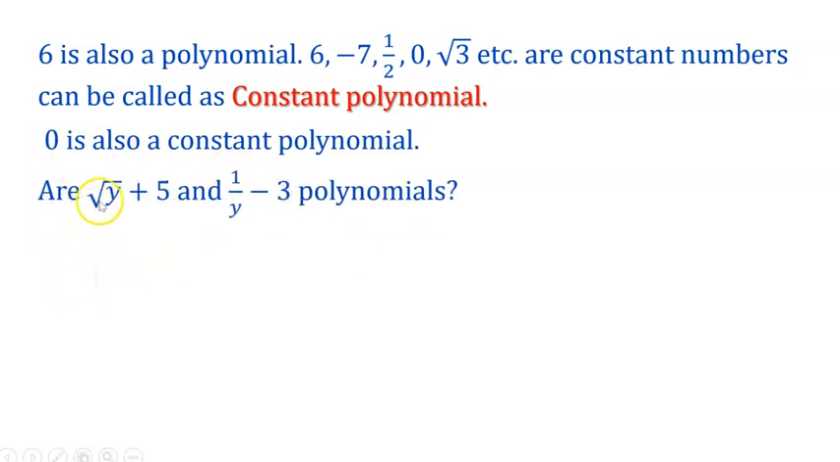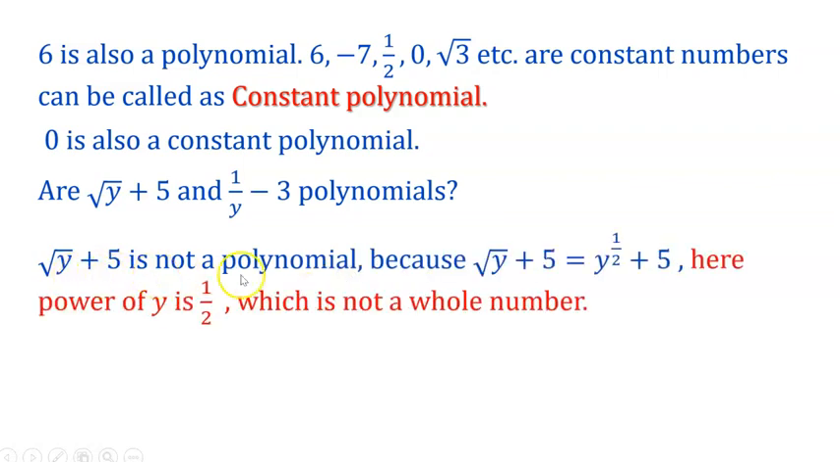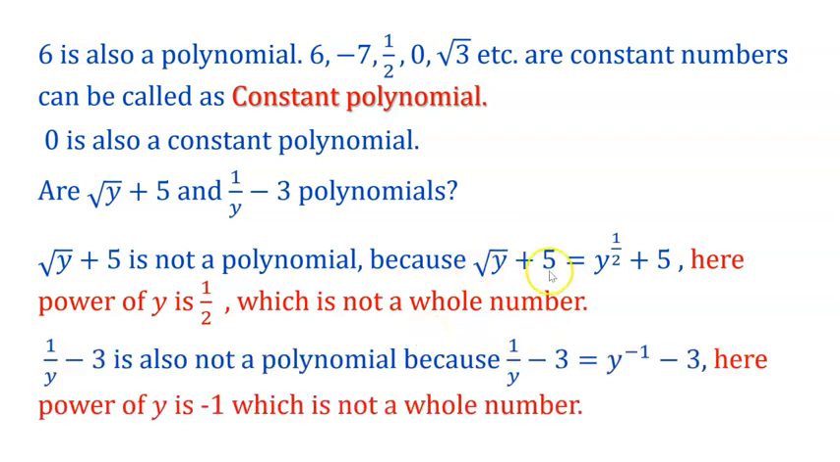Next, are root y plus 5 and 1 upon y minus 3 polynomials? Root y plus 5 is not a polynomial because root y plus 5 can be written as y raised to 1 upon 2 plus 5, and here the power of y is 1 upon 2, which is not a whole number. Therefore, root y plus 5 is not a polynomial.